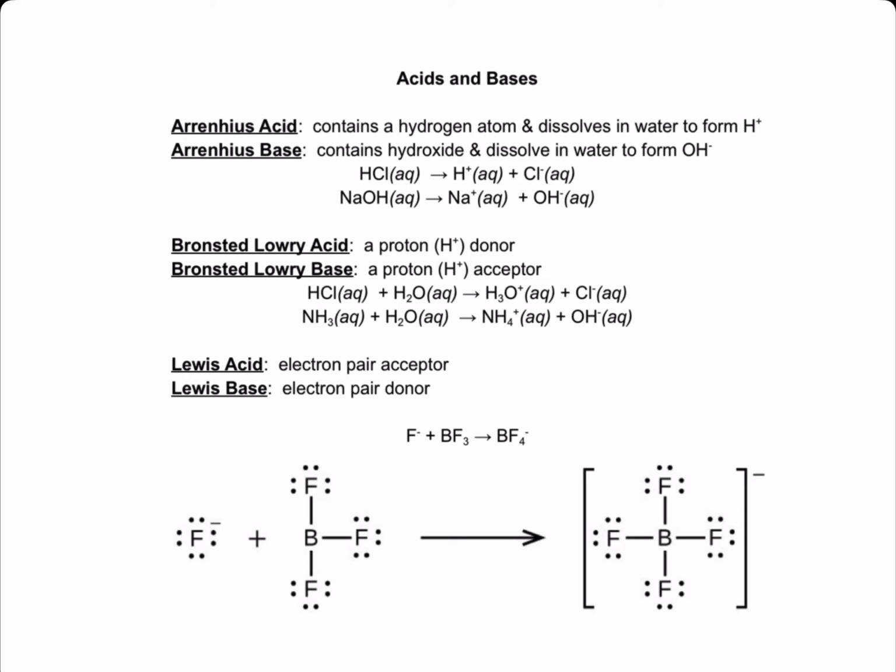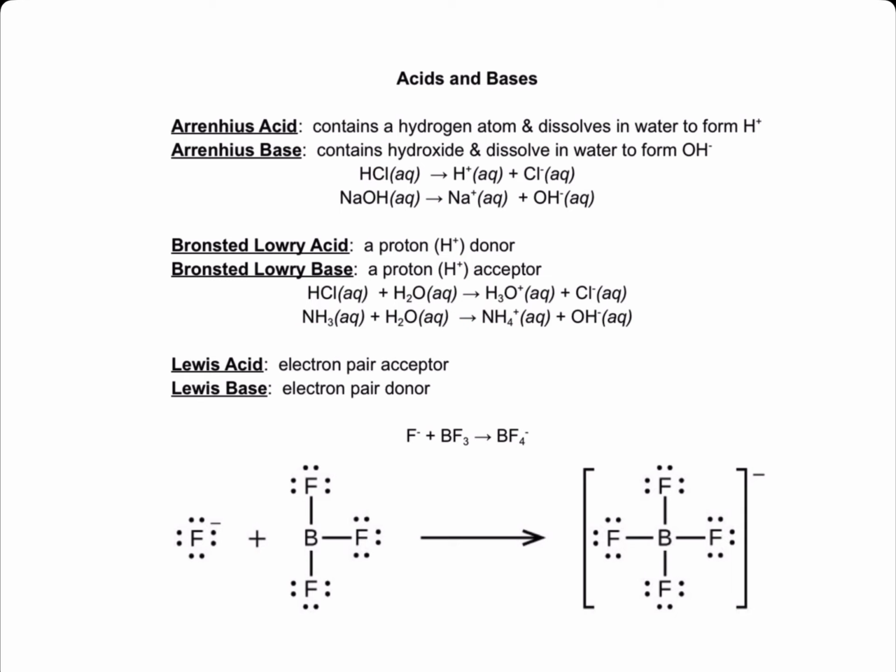A Lewis acid is an electron pair acceptor. A Lewis base is an electron pair donor. With Lewis acids and bases, this can be hard to see, so the best thing you want to do is draw out your Lewis structures. F- plus BF3 yields BF4-. In the Lewis structure, BF3 does not obey the octet rule because boron is an exception.